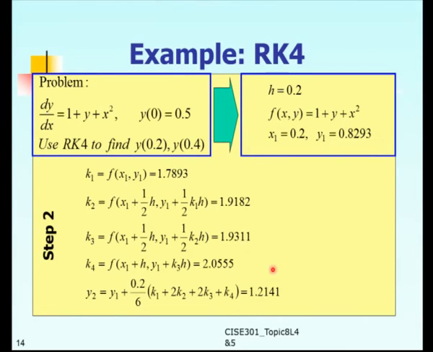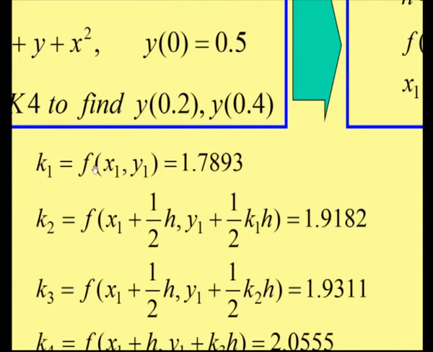Now, I go for the next step, h is taken to be 0.2. Now, using the function value at the previous x 1 and y 1, I am calculating k 1. K 1 is the f value at the previous time step x 1, y 1.